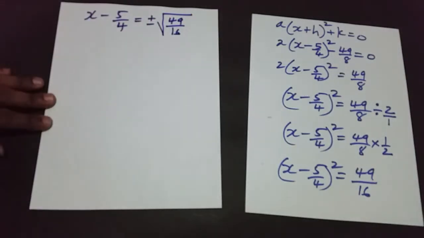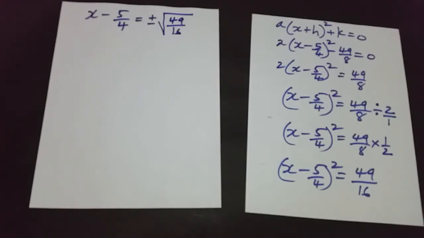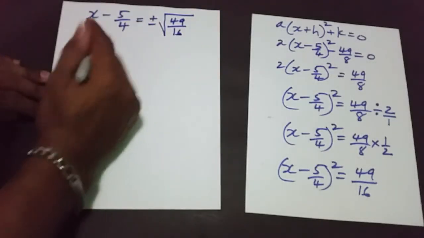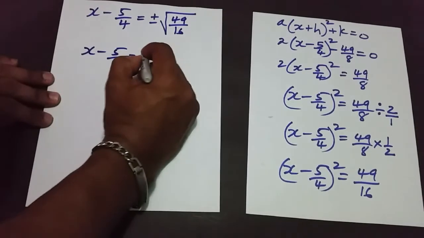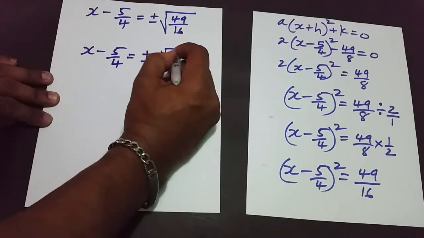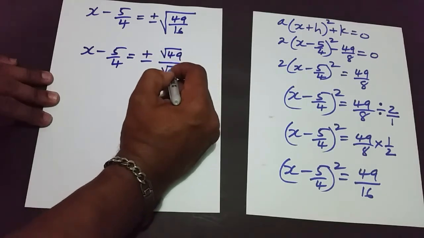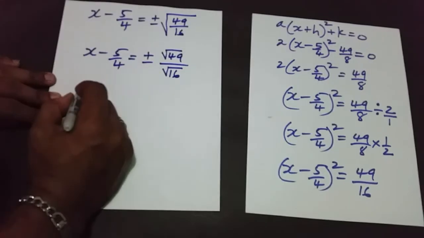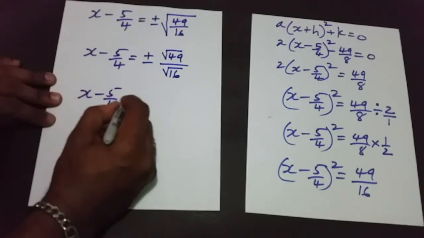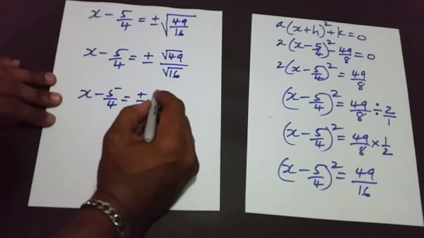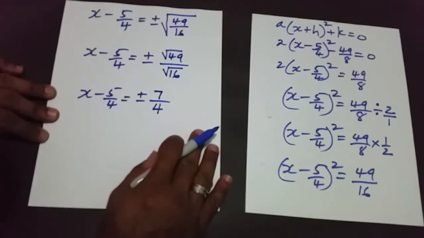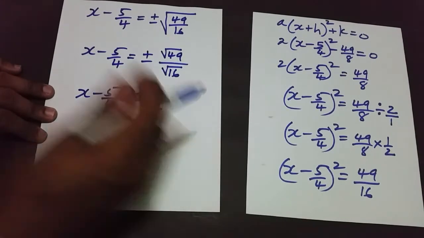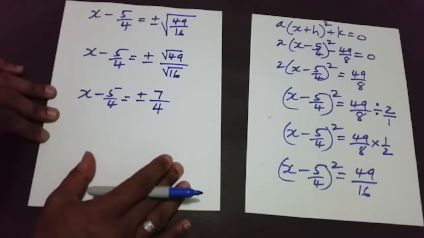Now, something is going to come up here that is going to shed some light on when you square root a fraction. When you square root a fraction, it's the same thing as square rooting the numerator and square rooting the denominator. So, x minus 5 over 4 is equal to plus or minus the square root of 49, which is 7, and the square root of 16, which is 4. So from here, we can proceed to branch off to get our two answers.